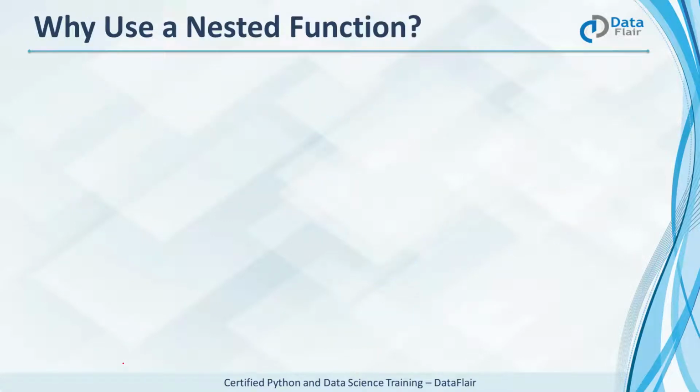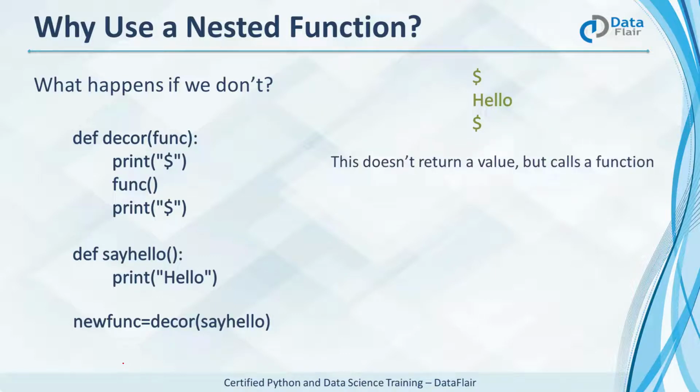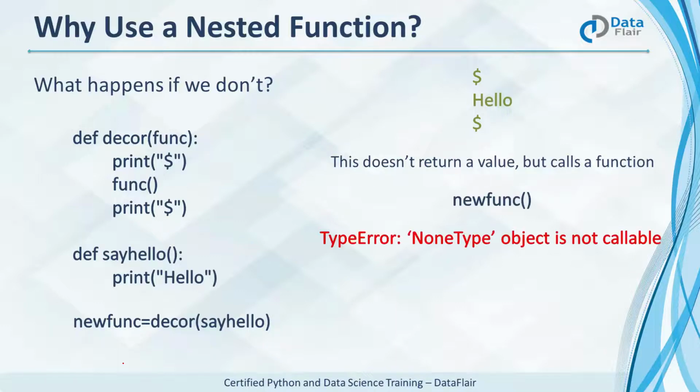You're probably thinking, why did we need to nest a function here? Couldn't we just have decor do it? Let's see what happens if we don't use the wrap function or whatever you'd like to call it. Here, we perform the decoration in decor itself, then make a call to decor with sayHello as argument and call it newfunc. Assigning this call printed this to the screen. This means it doesn't return a value but prints something to the screen. And when we make a call to newfunc, we can't.